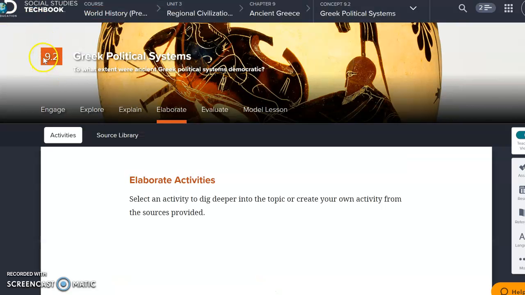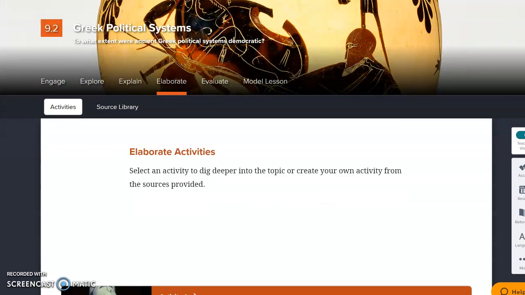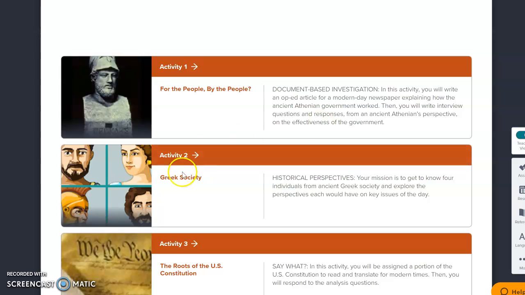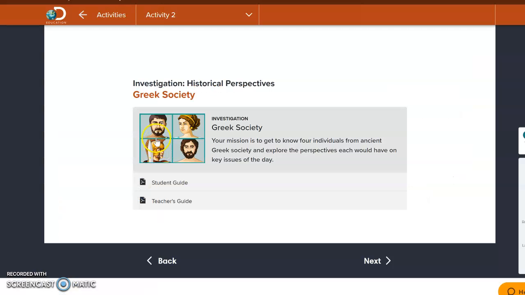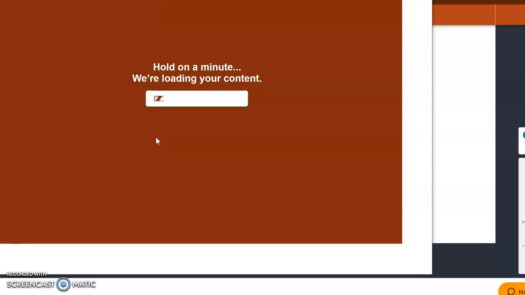you want to make sure that you're in World History and 9.2 Greek Political Systems, and that you click on Elaborate. Then you'll go down to Activity 2, Greek Society. From here, you just click on it. And it does take a minute to load your content.